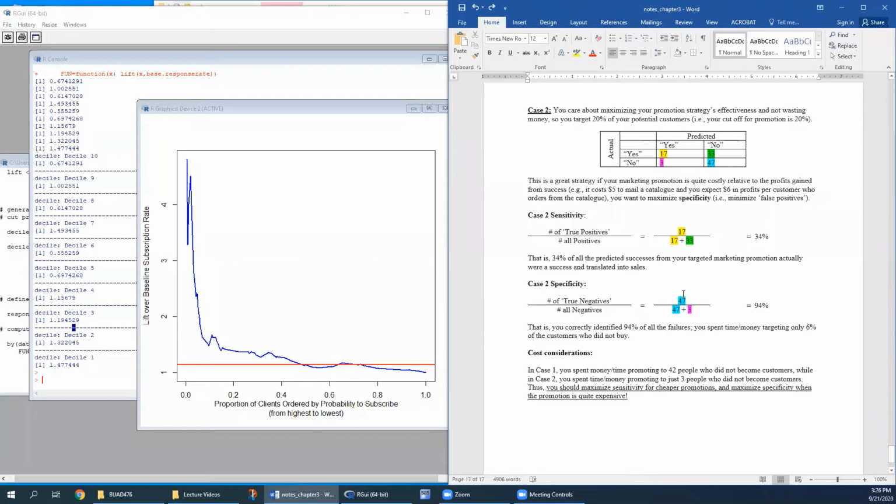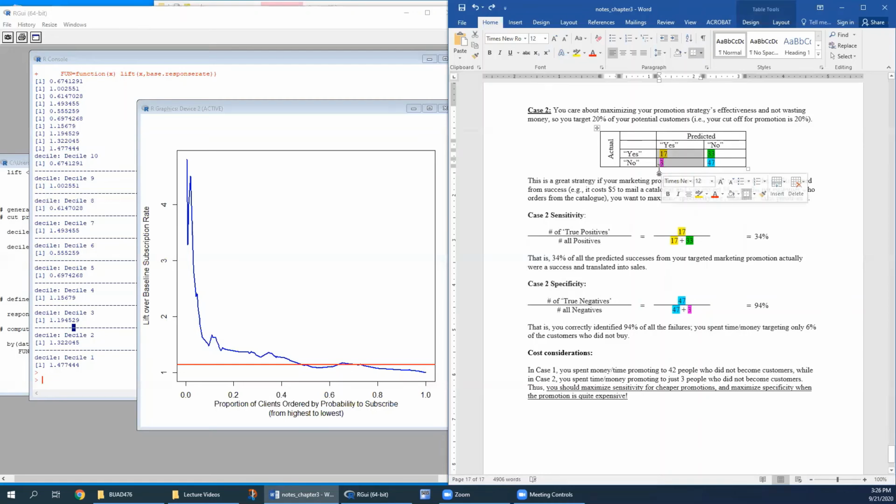Let's imagine a different case in which we really care about maximizing effectiveness and not wasting money. If we do that, we're only going to target a small proportion of our customers, so maybe the top 20% of our customers based on our model. You can see that here we only target 20 people. That's why there are only 20 in this yes column. Ultimately, 17 of them said yes and took on the promotion, and 3 of them said no.